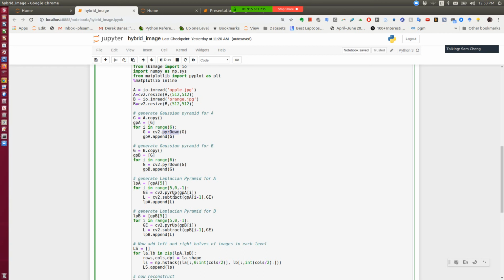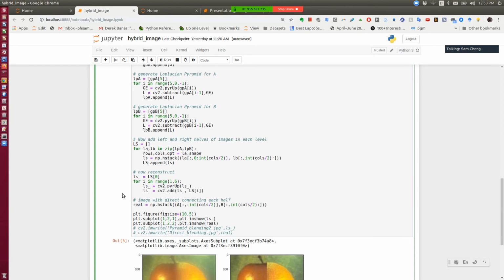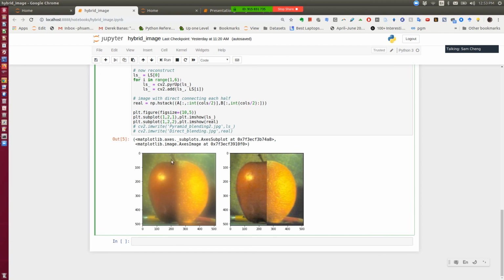But is it, I don't know what the word is, invertible? Oh, actually not. I don't think it's a perfect reconstruction. It's not a perfect reconstruction, but it's reasonably good, because as you can see here, apparently it's got blur. But it's of course better than just putting two images together.